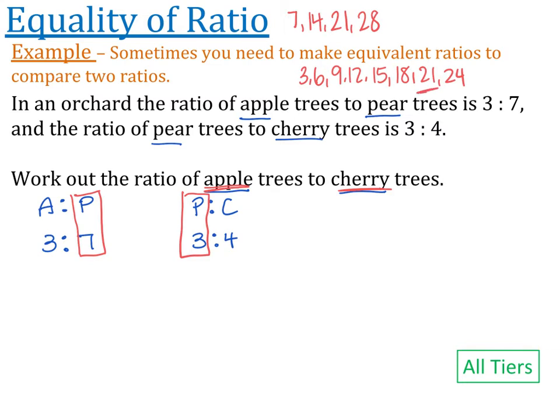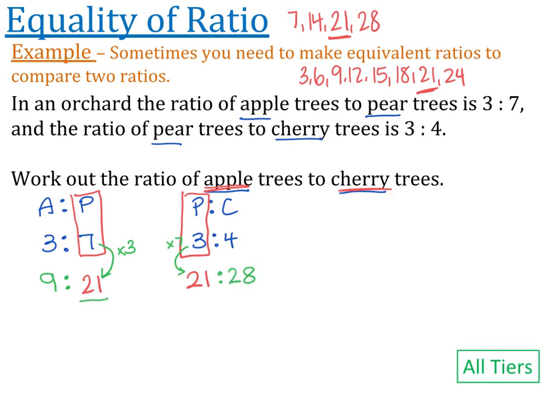I do see a number that's in both of them. They both go into 21. So I can change both of these ratios to have a 21 in them, and then I can change the other letter in the ratio as well. So in this first ratio, to get from 7 to 21, I do times by 3. So I should also times 3 by 3, and I get 9. In the second ratio, to get from 3 to 21, I times by 7. And now I also can times the 4 by 7, and I get 28.